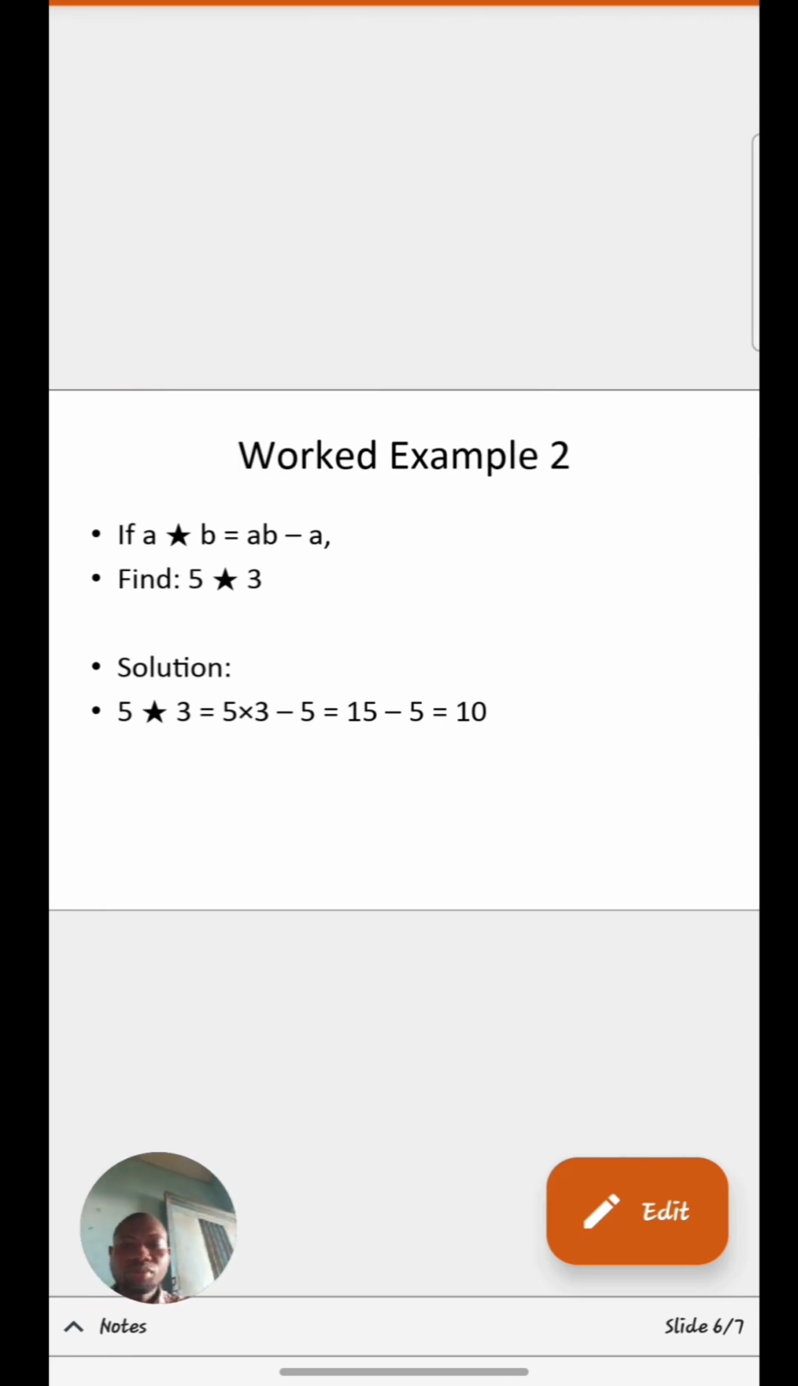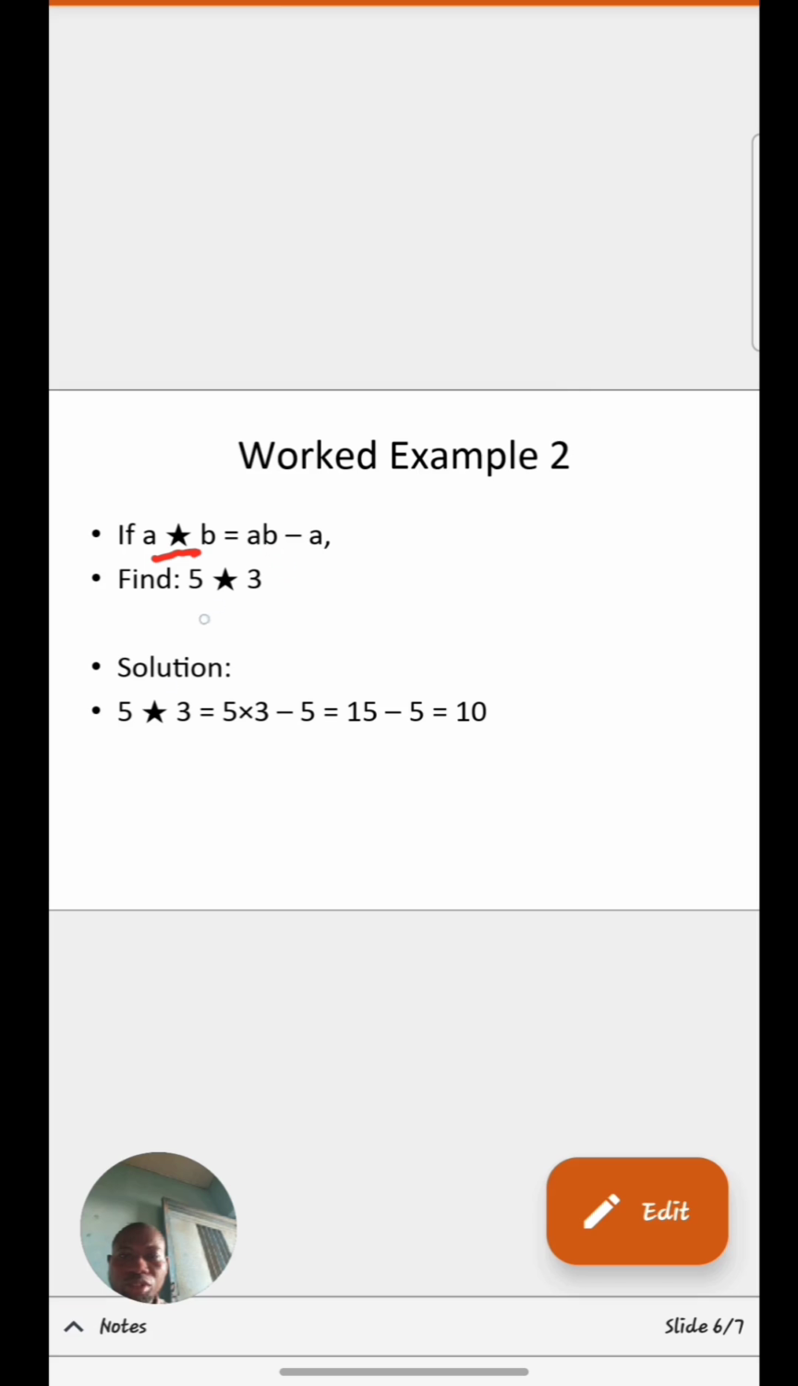Example 2. If A operation B is equal to AB minus A, we are asked to find 5 operation 3. I told you it could be represented by any sign. The operation used here is star, but you won't call it A star B, it's A operation B. So it is defined as AB minus A. Anywhere you see A, you put 5. Anywhere you see B, you put 3.